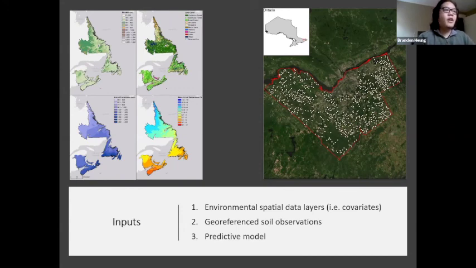So to sum up, the greatest bottleneck is acquiring the georeferenced soil data. And if you think about it, creating a soil map isn't a huge challenge because all the methods are fairly standardized. So it's really a problem about soil sampling and soil data.